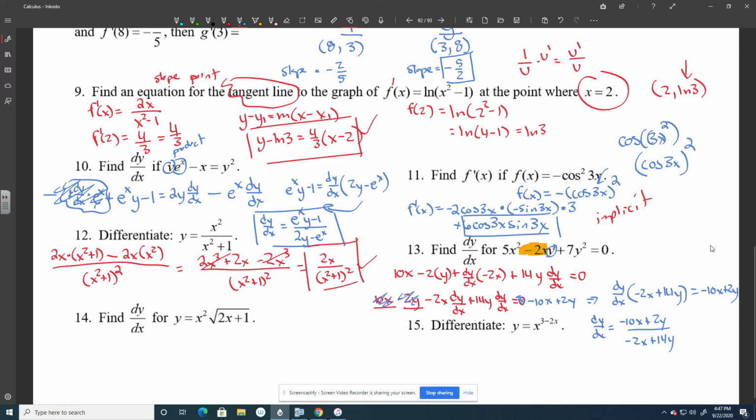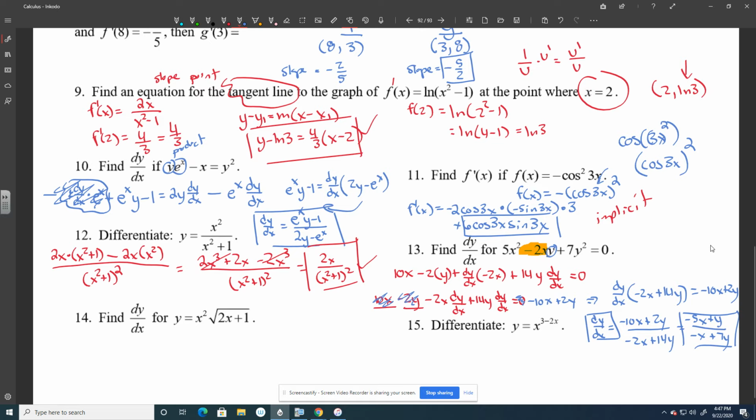But on a multiple choice, this still isn't simplified all the way because a 2 goes into everything. So I can divide everything by 2 on this side, and that gives me negative 5x plus y over negative x plus 7y. Okay, so dy dx is equal to this. Now, depending on how things got moved around, this might be written as y minus 5x over 7y minus x. It could also be negative y plus 5x over negative 7y plus x.